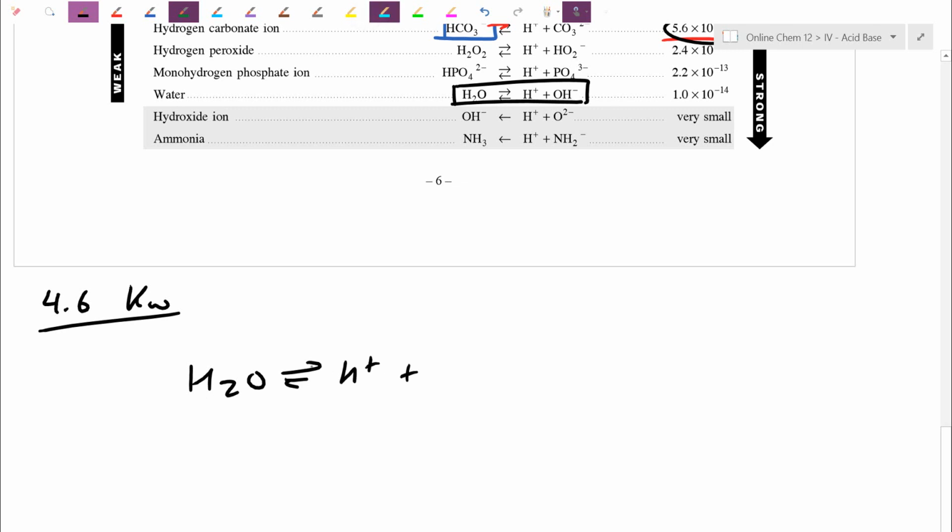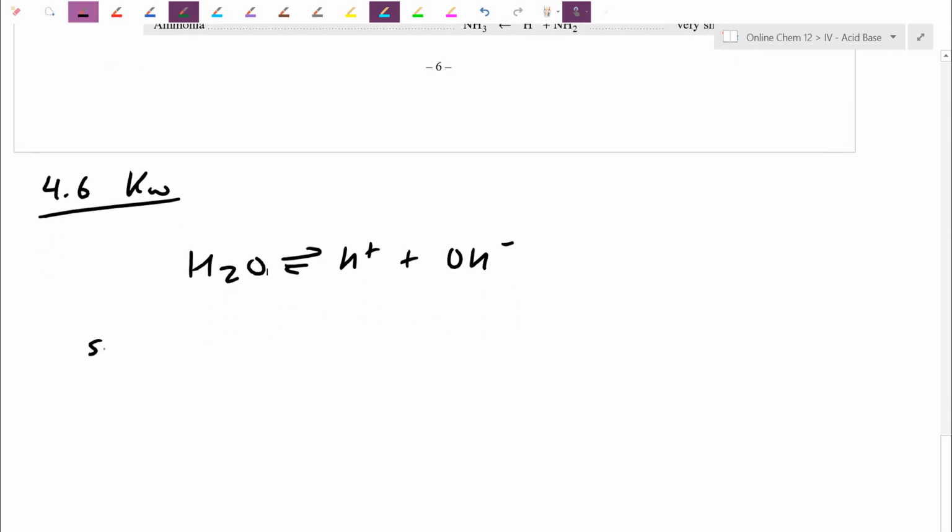It can donate a proton. It's weak, right? It's not very good at going forwards. It becomes H+ and OH-. This reaction can be called the self-ionization of water, also sometimes referred to as the auto-ionization of water.